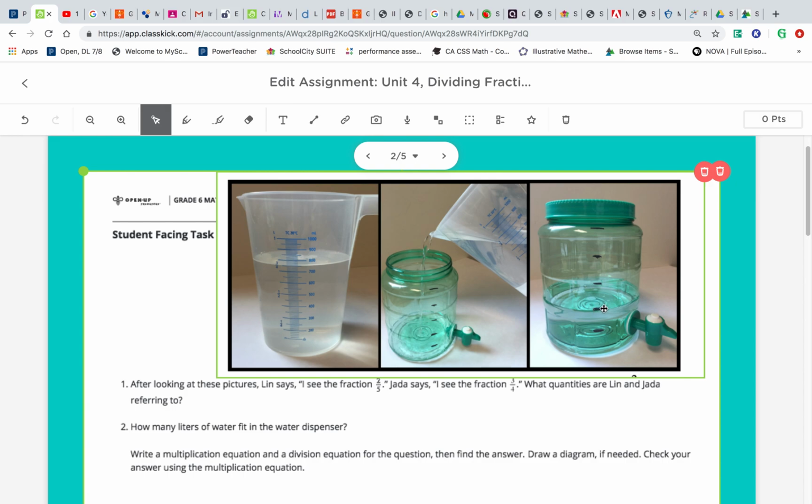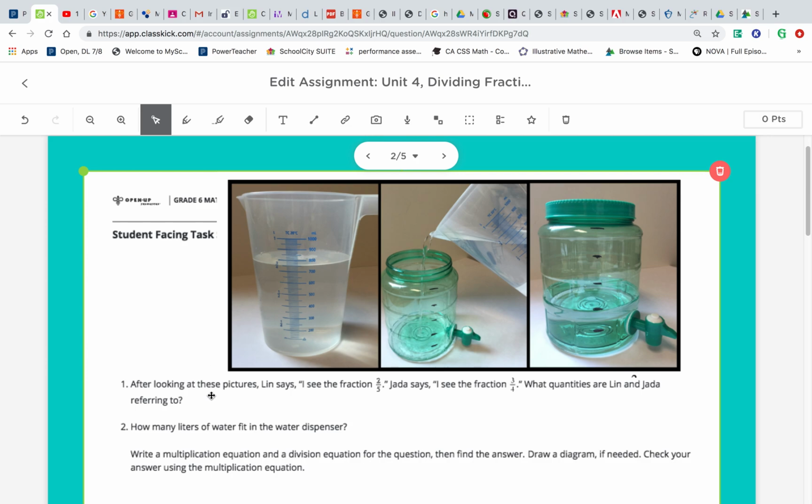They're talking about this green dispenser here. Jada says that she sees the fraction 3/4. Well, if you look at the container here, you can see the water level goes up to 3/4. There's 3/4 right there. It's 3/4 of a liter. So they both are seeing things accurately. It's just that Lynn is talking about the green dispenser and Jada is talking about this container here.